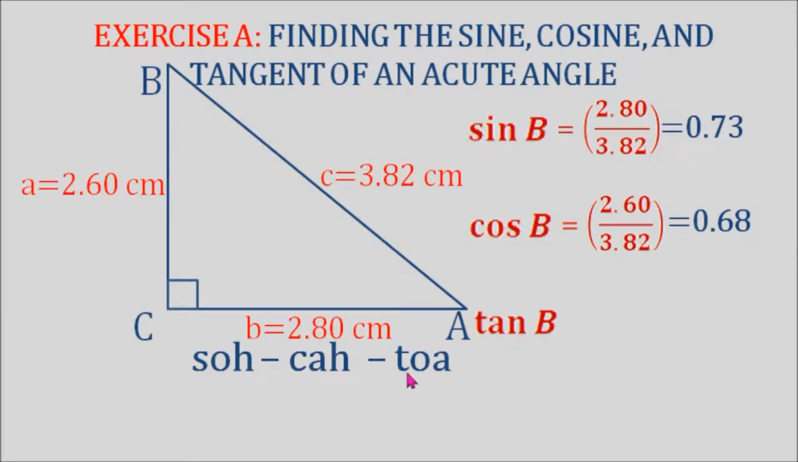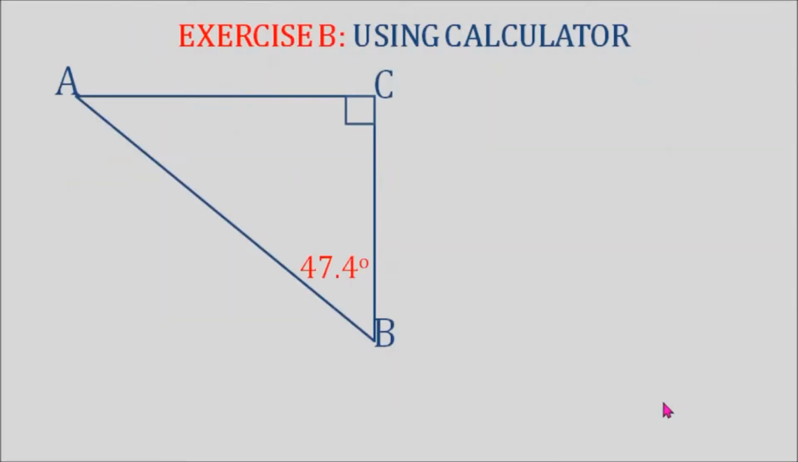How about tan B? Tan B is the ratio of the opposite side and the adjacent side. That means tan B equals 2.80 divided by 2.60, and that is equal to 1.08. Now let's have some calculator exercises.